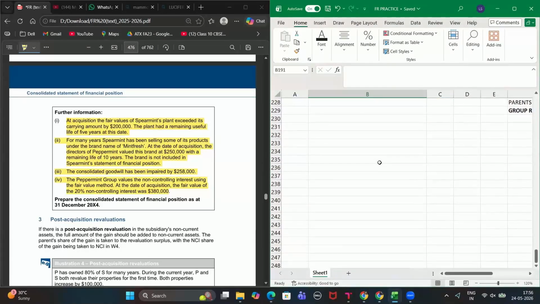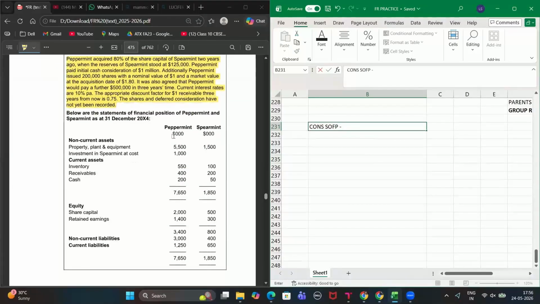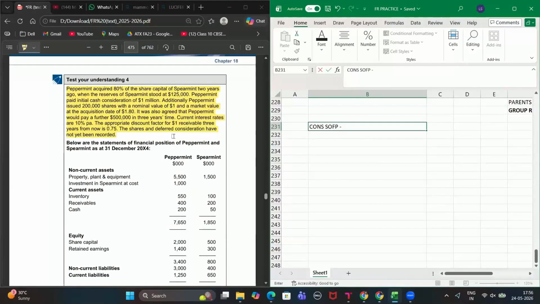So what should we prepare? We should prepare the consolidated SOFP of whom? Who is the parent here? Is it Peppermint or Spearmint? Peppermint. Peppermint group.